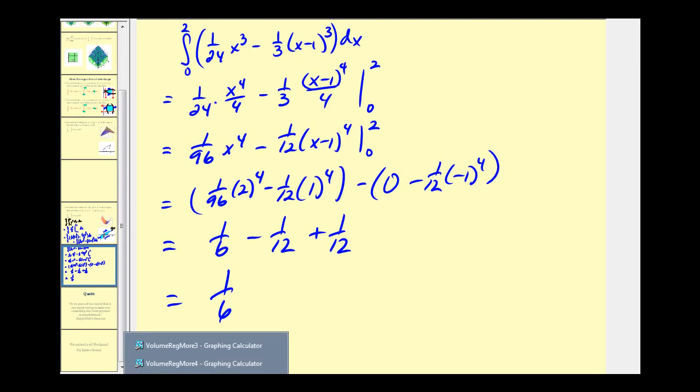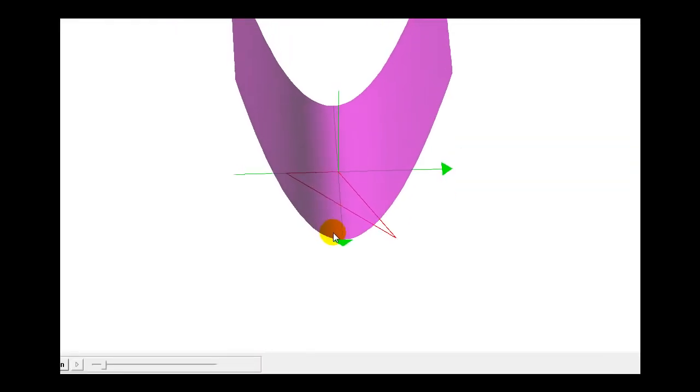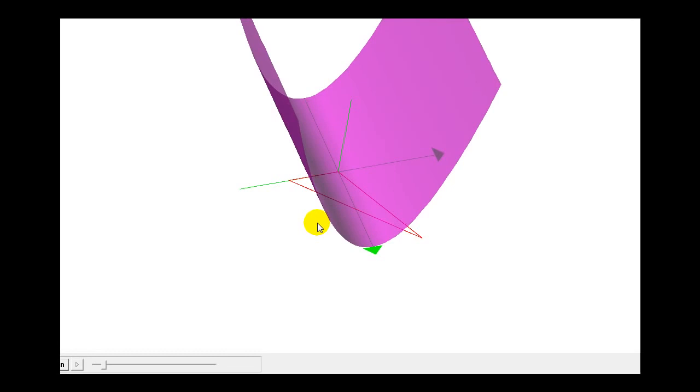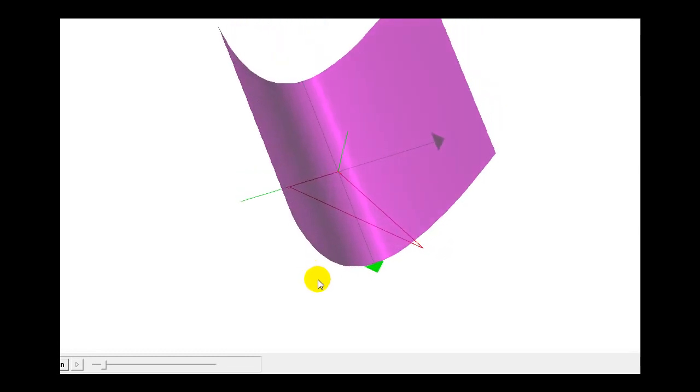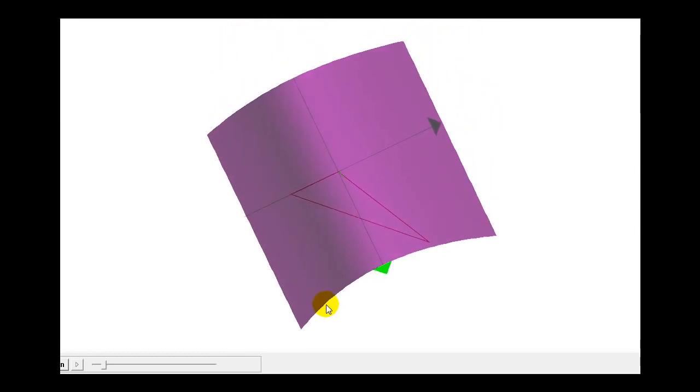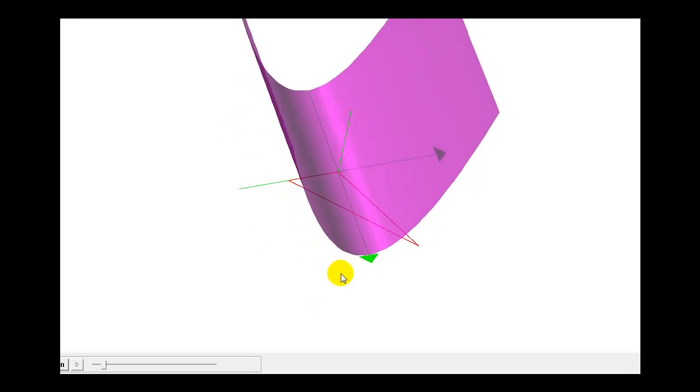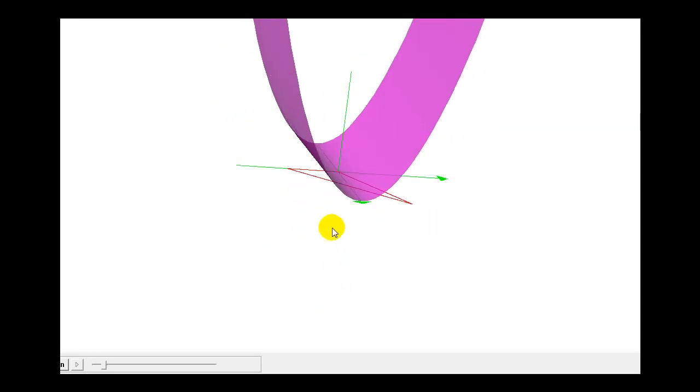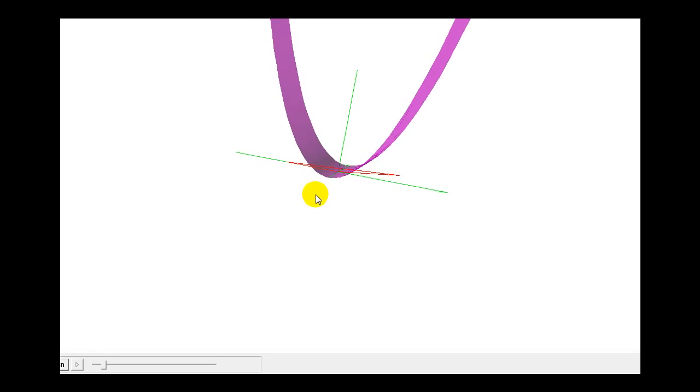Let's take a look at a graph. In purple, we see the surface, and in red, we have the triangular region in the xy plane. So that 1/24 represents the volume under the surface above the xy plane in this red region.